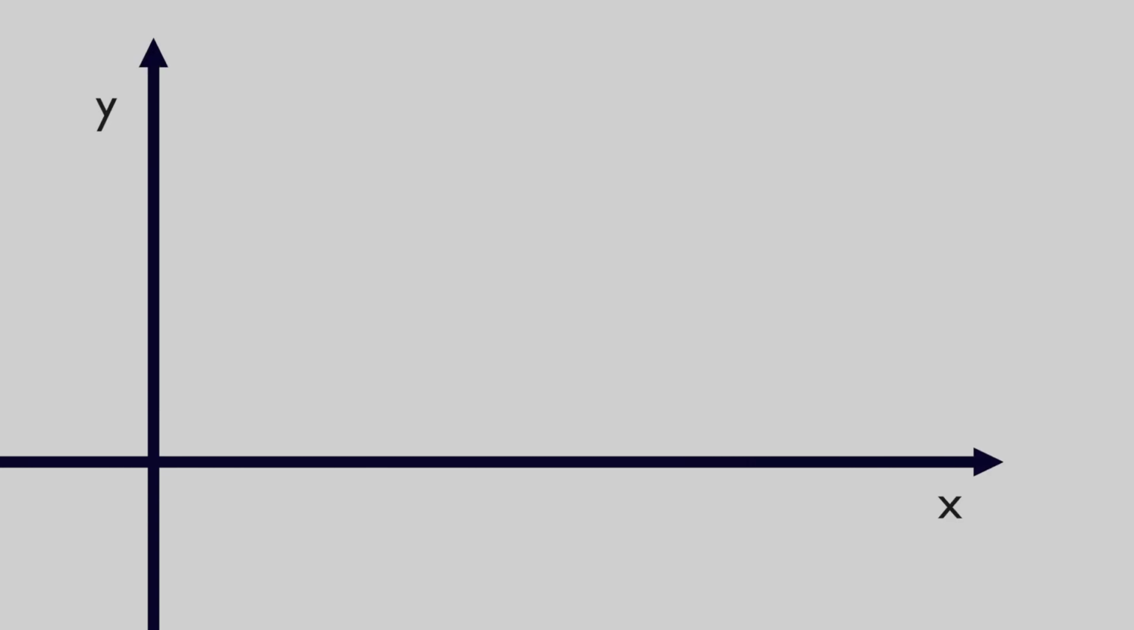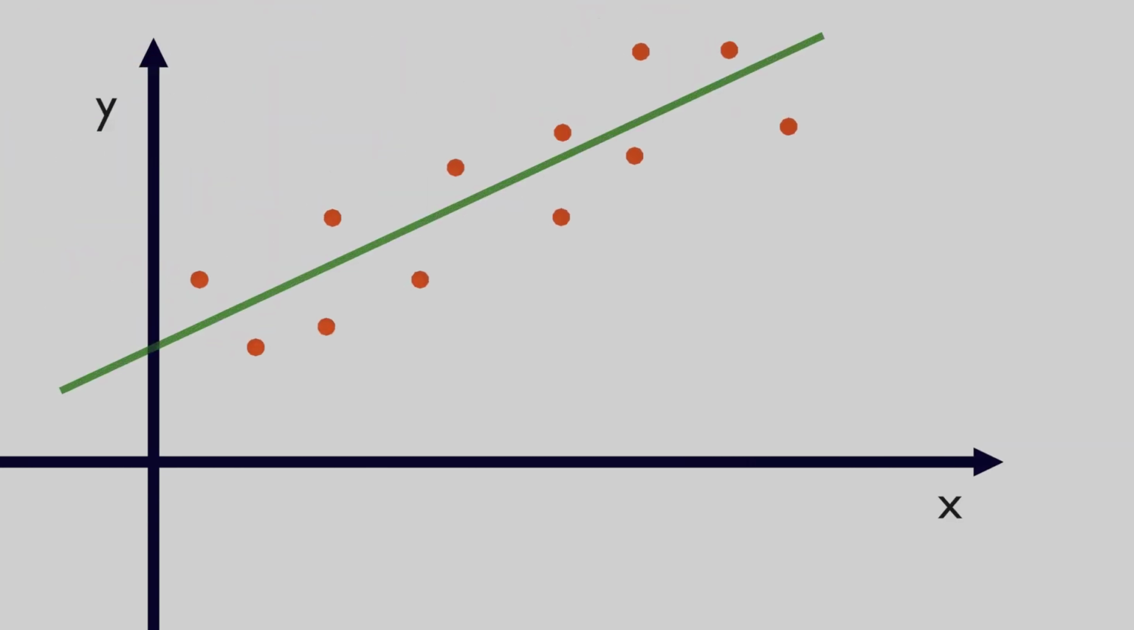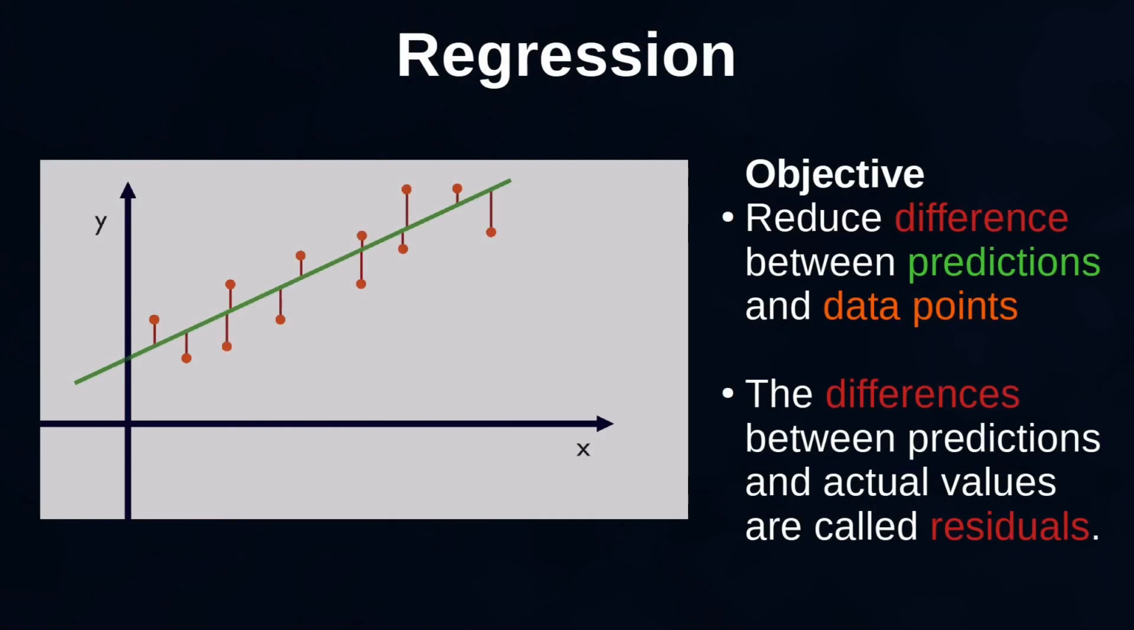From a mathematical perspective, the goal is to reduce the difference between prediction, which is the output of the selected methodology, and the observed data points. These differences are called residuals. And the task is to reduce these residuals as much as possible. And in the example, you can see that the main function is in green, and the residuals are the red lines between the observed points and the function.